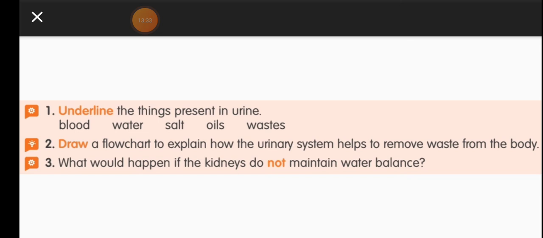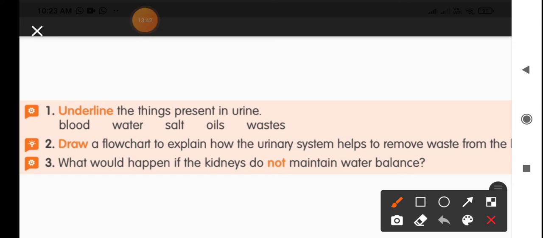So here he is asking you to underline the things present in urine. What the different things present in the urine, you have to underline it. So is the blood present in the urine? No, just now we discussed in the worksheet. Water, salts are present in the urine, so you can underline that. Oils? No, oil is also absent in urine. Waste? Definitely the waste products are present in the urine. That's what is going to be removed or filtered by our kidneys.